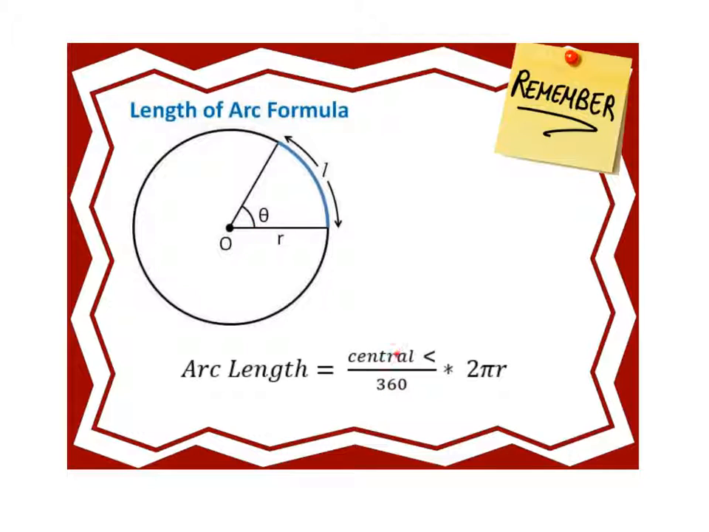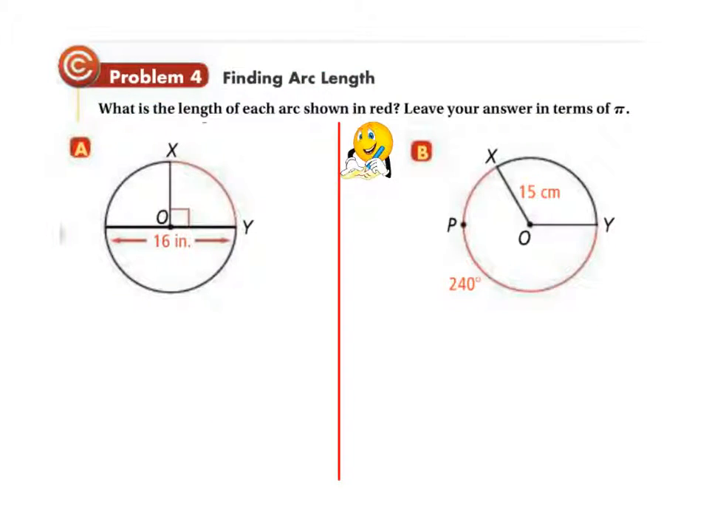And then you just take that fraction times your circumference. So if this was a 1/2, I'd take half of my circumference. And I would know it's a 1/2 because it's 180 over 360, which reduces to 1/2. So this is our formula for arc length. Let's find the length of each arc shown in red. Leave your answer in terms of pi. So I'm not actually going to type in pi or 3.14. I'm going to leave the pi in my answer. It's kind of our way of leaving it exact. Okay, so arc length.